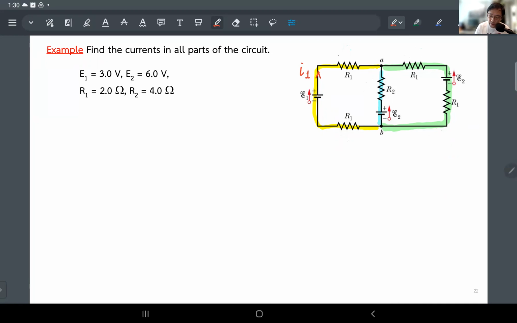And now I move on to the second one. The middle line, the blue line, is a single wire. I would say it should have another current flow. Let me name it I2.